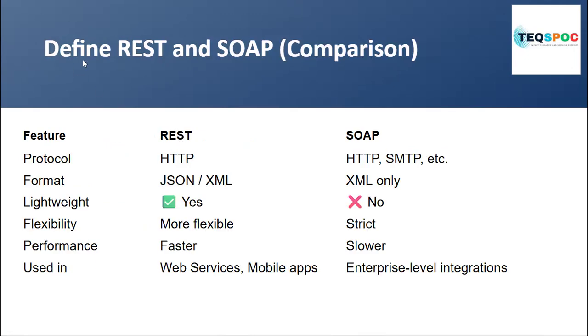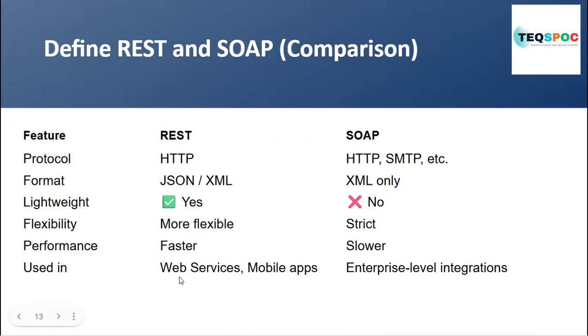So what is the difference between REST and SOAP? These are different; SOAP is the older version. REST is the newer API style. REST follows HTTP, SOAP also follows HTTP, and SOAP also follows SMTP. REST can expose the data in XML and JSON, and SOAP can expose the data in XML only. REST is basically lightweight, faster, and more flexible.